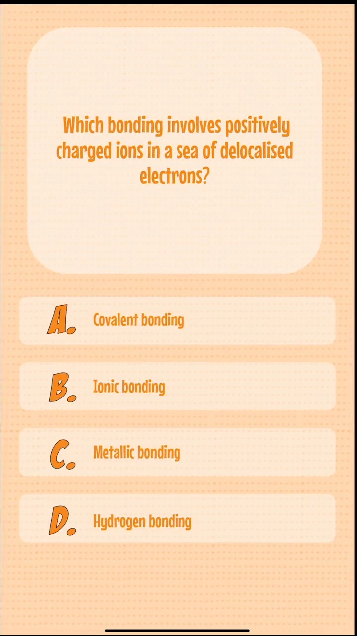Which bonding involves positively charged ions in a sea of delocalized electrons? I'm hoping everyone knows this now. We talked about this at the start of the live. Tell me what you think the answer is and tap on the screen a few times. So we're getting C and B. Keep letting me know. We're mostly getting C as the answer.